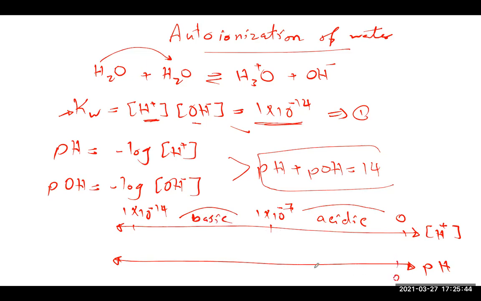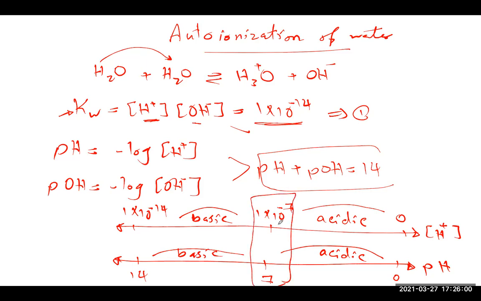Here for the pH, we'll have 0, we will have 7, we will have 14. Again, if you are between 0 and 7, this one will be acidic. If you are between 7 and 14, this one will be basic. So what if you are at 7 or 10 to the negative 7? Then you are neutral. Okay, so you can use this to identify the acidity of the solution.